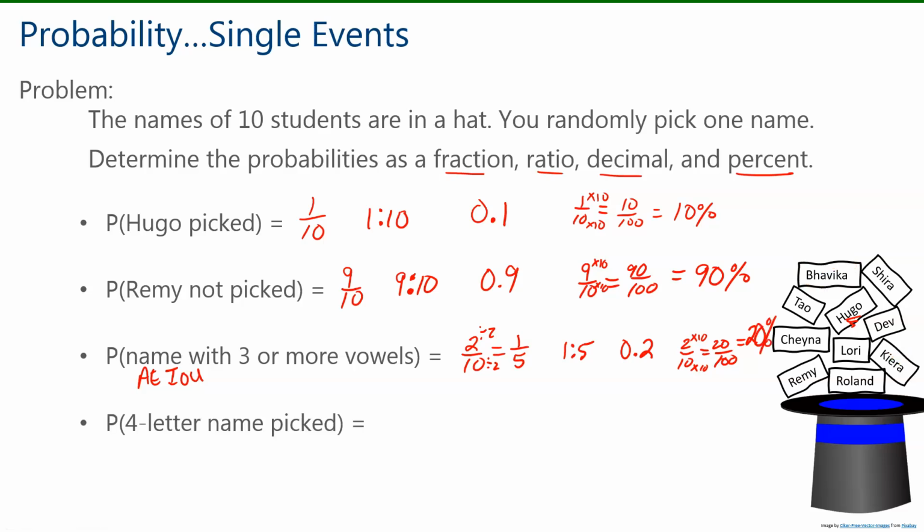And our final probability. What is the probability of a 4-letter name being picked? How many of these names that are in the hat have 4 letters? We have Hugo, we have Lori, we have Remy. 3 out of the 10 names have 4 letters in them. That gives us a ratio of 3:10. Our decimal, 3/10. And last but not least, our percentage we can figure out, and that will be 30%.